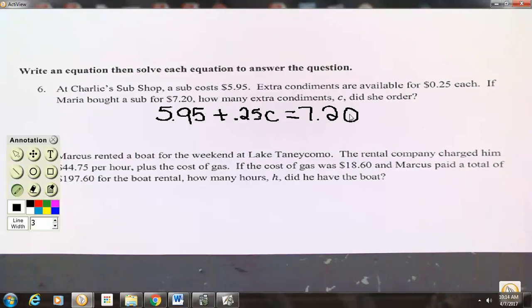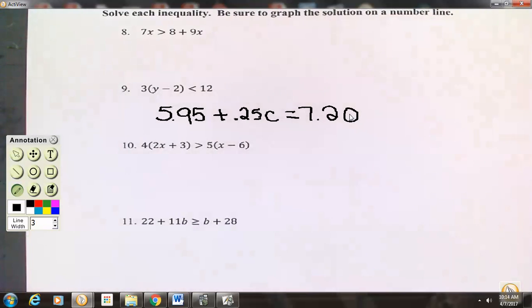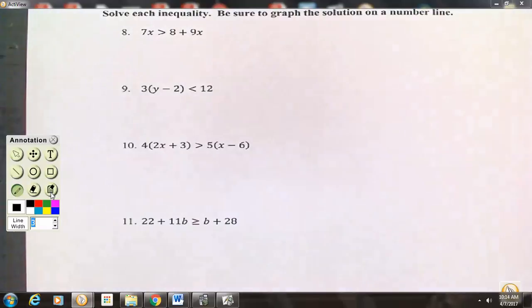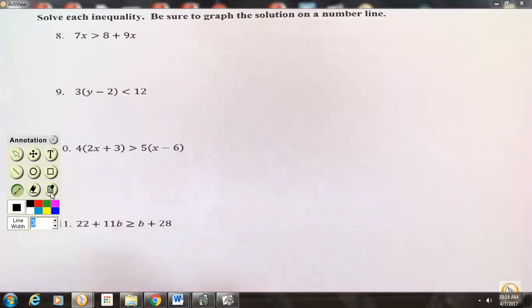Flip your paper over to the back side, please. On the back side, we are solving inequalities. So let's look at number 9. We'll do that one together. What should you do with that 3 that's outside the parentheses? Distribute. So 3 times y is 3y. And 3 times negative 2 is negative 6.